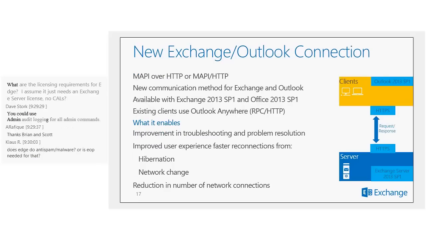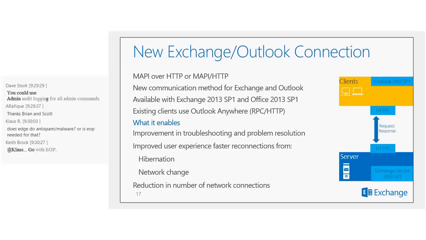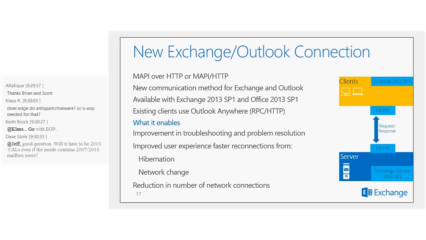So one of the newest features implemented in SP1 is a new communication method between Exchange and Outlook, referred to as MAPI over HTTP, or MAPI HTTP. So if you see those names, that's what we're talking about. You'll find quite a lot of documentation surfacing now in TechNet. I want to be clear that it's a new communication method for Exchange and Outlook. It's not a direct replacement.